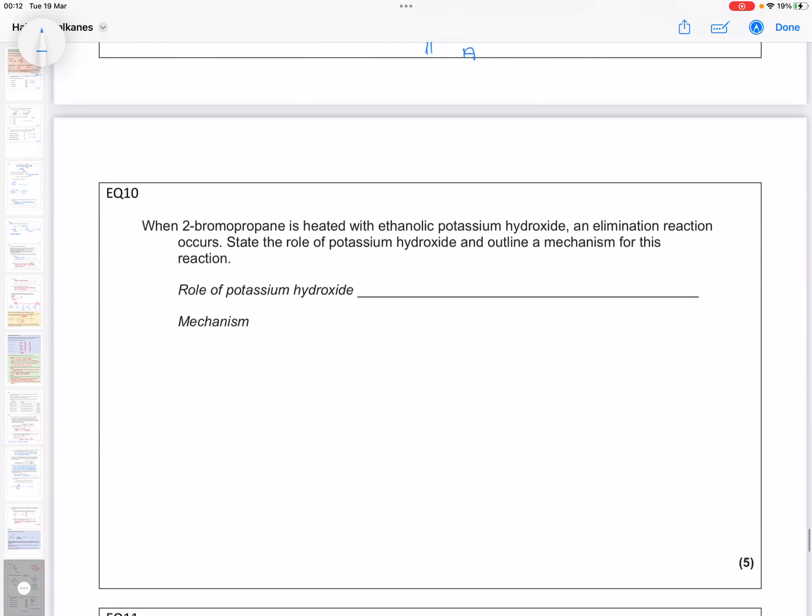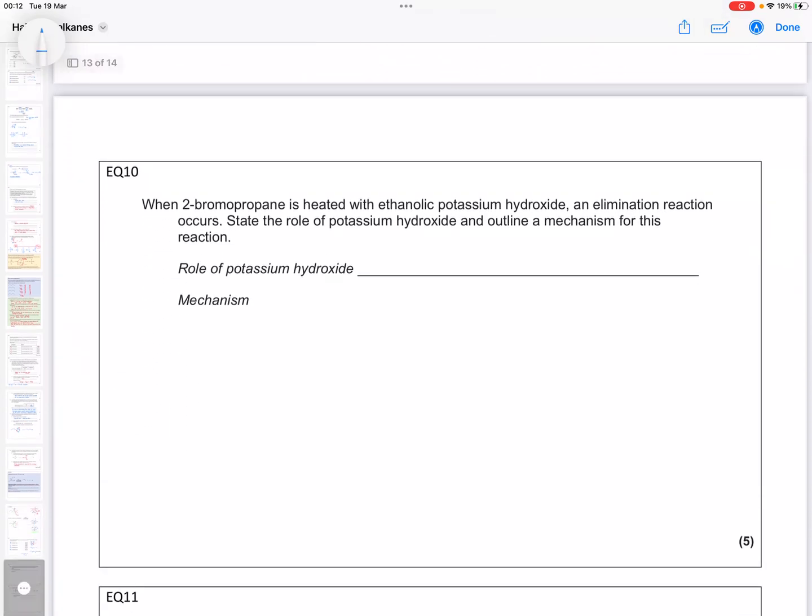When 2-bromopropane is heated with ethanolic potassium hydroxide, an elimination reaction occurs. State the role of the potassium hydroxide. So in this instance, the potassium hydroxide is acting as a base. The mechanism, so what have we got then? We've got 2-bromopropane.